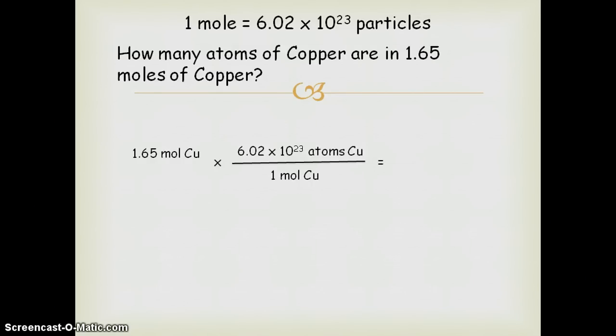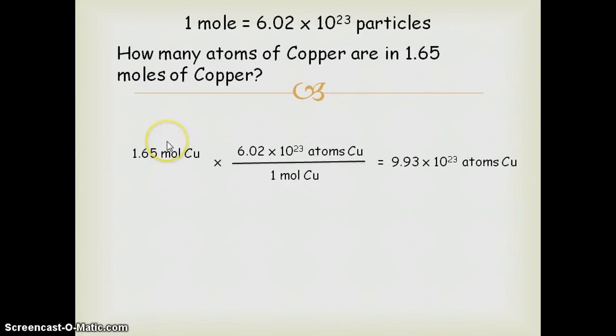So this gives us a very simple dimensional analysis problem. We multiply across the top, 1.65 times 6.02 times 10 to the 23rd, and we divide that by 1, and it gives us 9.93 times 10 to the 23rd atoms of copper. So that is a very simple single step conversion using moles. We have a number of moles, 1.65. We've used our equality to find out how many particles that is, and our answer is quite simple.